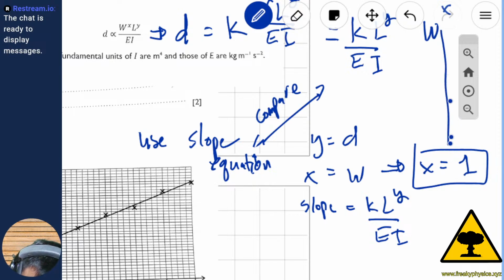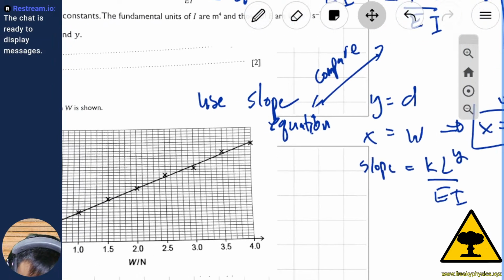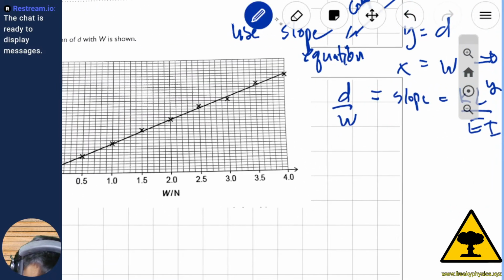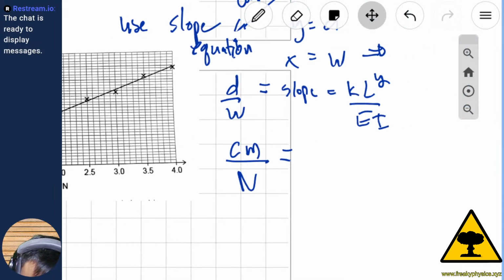Okay, the second part is determining L. Think about it this way though. What's the unit of the slope? Let's put the units in now. The d, this is equal to basically d over w again, right? So let's put the units in. D is in centimeters, correct? So let's put that in. W is in newtons. Let's put the unit in for everything else.